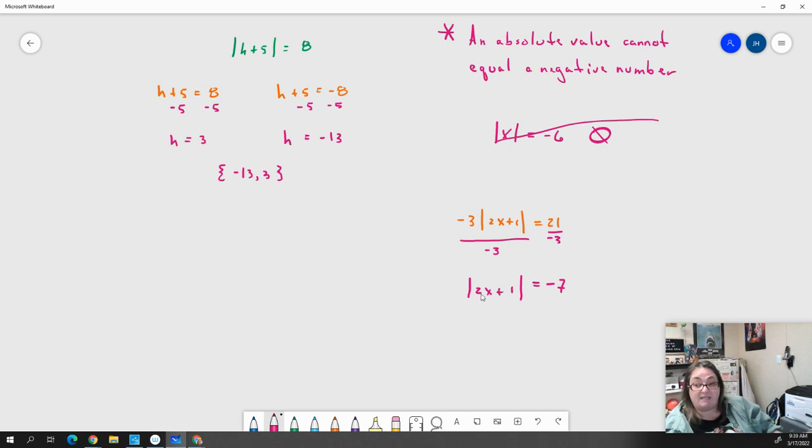And now that I have this absolute value all by itself, and it's set equal to a negative number, we know that that cannot work, right? We cannot have an absolute value set equal to a negative because once I pull it out, it becomes positive. And so again, there is no solution there. So I just want you to keep that in mind when you're solving them, that if something is set equal to a negative, you wind up having no solution.